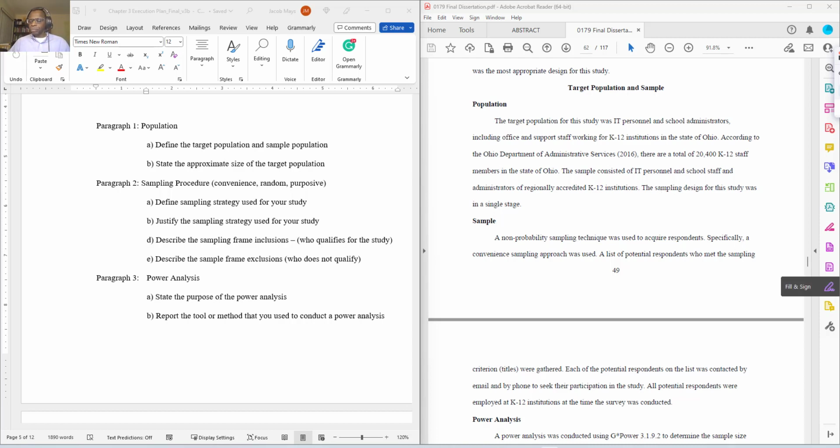All right. So that's all you have to do for population. So write your population, and then we'll go on to describe the actual sample.